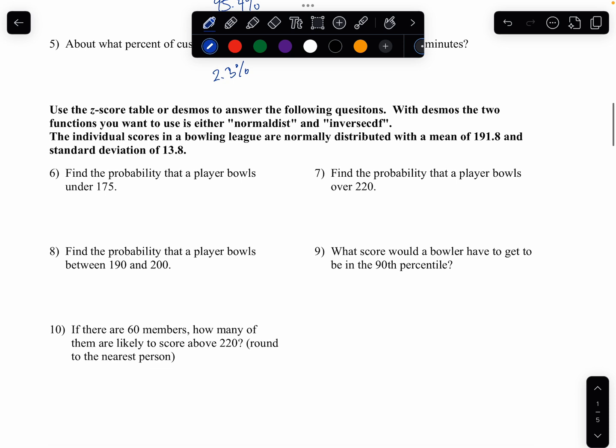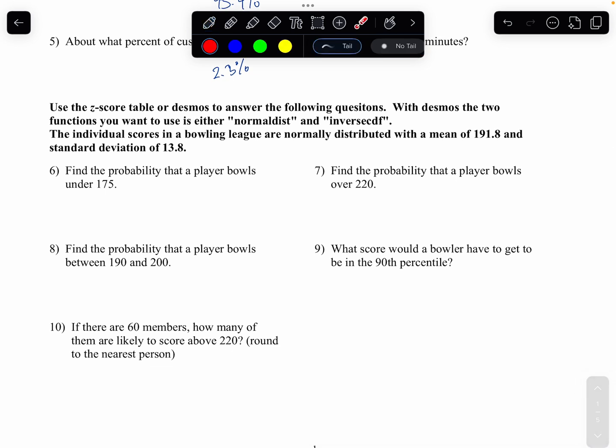All right. So in this part right here, use the z-score table or Desmos. I guess I could provide z-score tables for anyone that wants it, but I would just recommend that you guys use Desmos. I'm not going to go over how to use the z-score, just because I have allowed you guys to use Desmos. That's the way I taught, that's the way I recommended here.